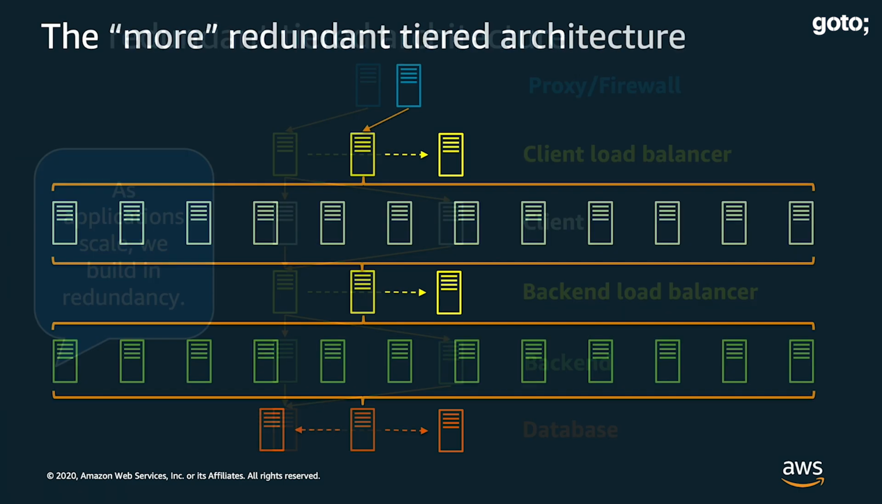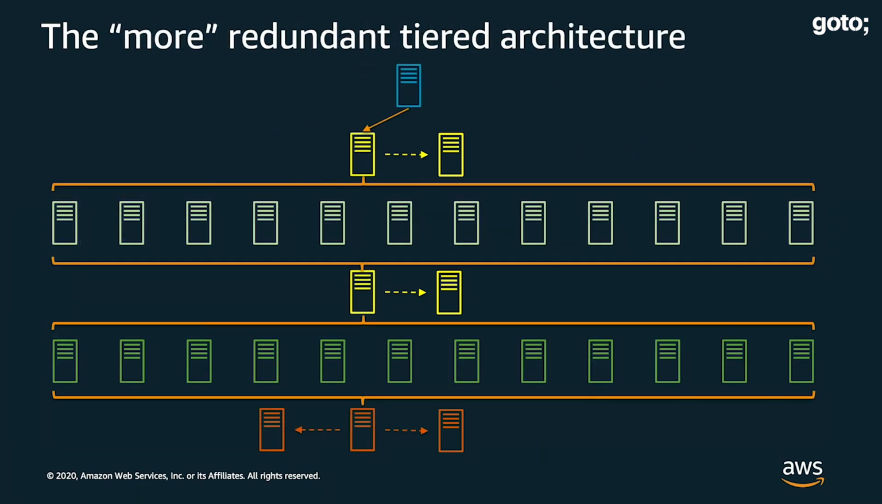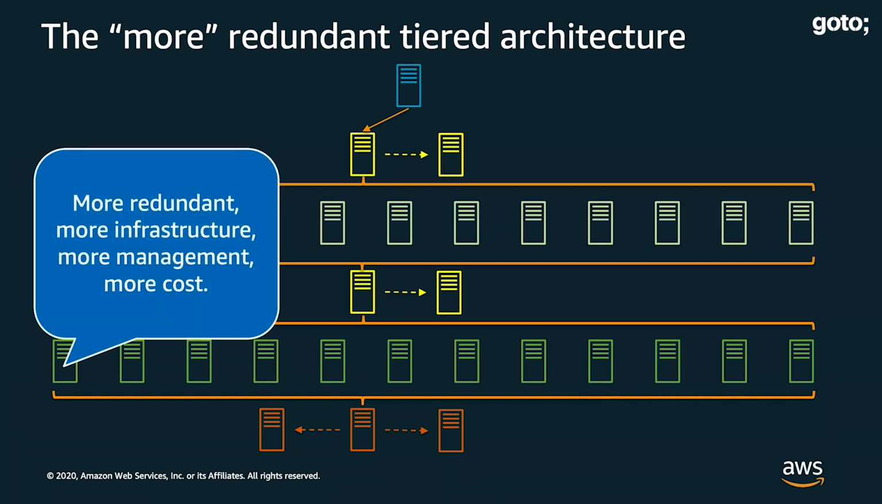And here's what that looks like when we look at the more redundant tiered architecture. Okay, so we get into saying, okay, 2 servers isn't going to cut it. I need 5, I need 15, I need 30 servers. And I've got to balance this out across multiple backend servers and client services and different things like that. And it becomes kind of crazy. And really, it's more redundant, but it's more infrastructure, more management, more cost.